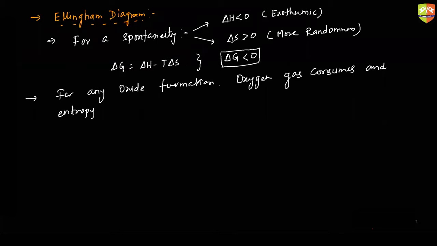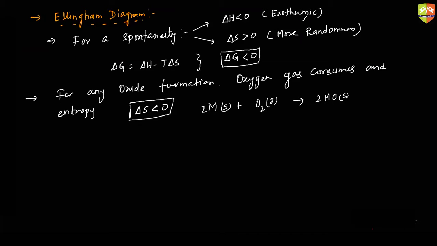So in oxide formation, which is one of the steps we have in extraction of metals, what we can say is the entropy delta S decreases because the gaseous particle is getting consumed, right? So M metal plus O2 gas, if I write, it forms, suppose, oxide MO. And that is why the entropy decreases, correct?